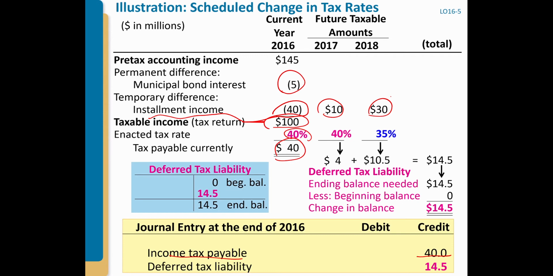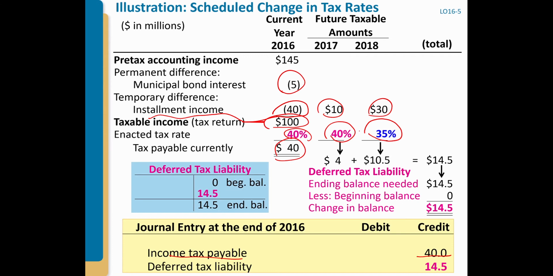So total future taxable amount is 40. But here is different, okay? The tax rate for 2017 is still 40%, but the tax rate for 2018 will be 35%. Then we have to calculate our deferred tax liabilities separately, okay? Year by year, not the total, not like the previous example, right?